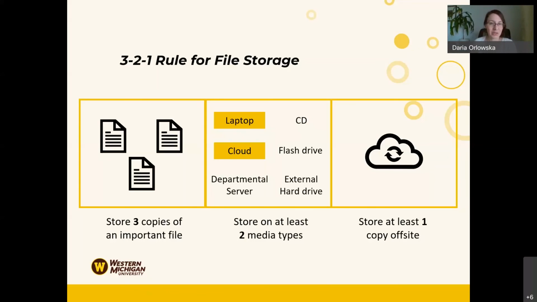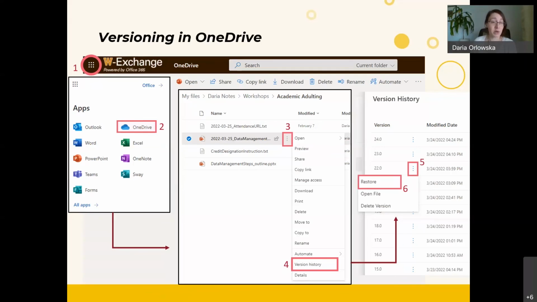So I just wanted to quickly go over how versioning looks in Google Drive or OneDrive, because it can sometimes be hidden. In OneDrive, you can only access versioning through the browser. So if you log into W Exchange and then you use the left menu with those little dots, you'll get a drop-down menu to access OneDrive. From there, you can find the file you're looking for, and if you click the three dots next to it, you can access the version history and see all the versions. Then you can either view those versions or restore an earlier version if you've made a mistake on the latest one.